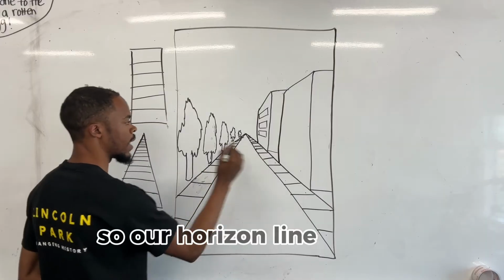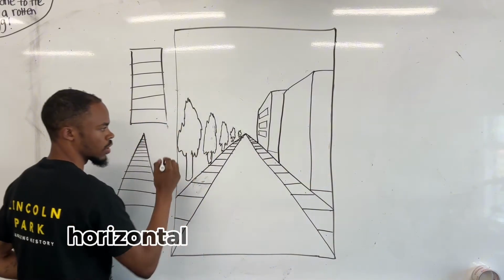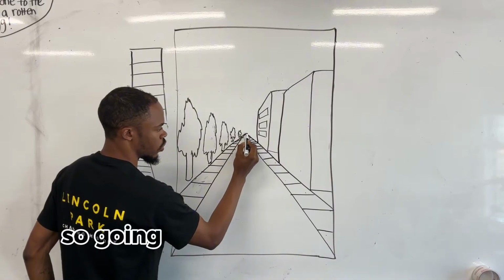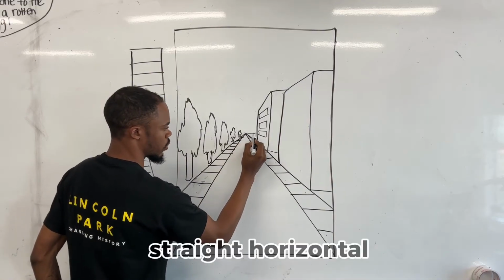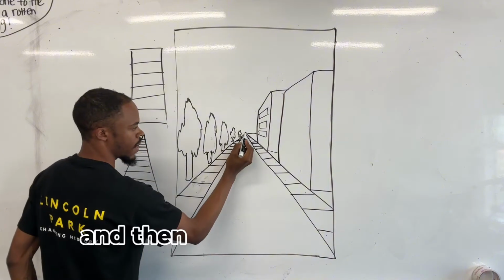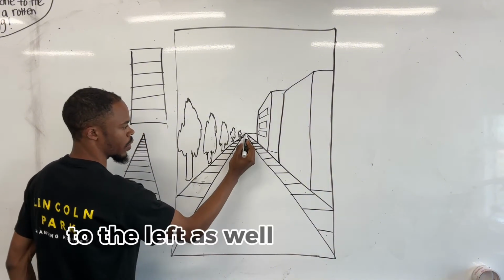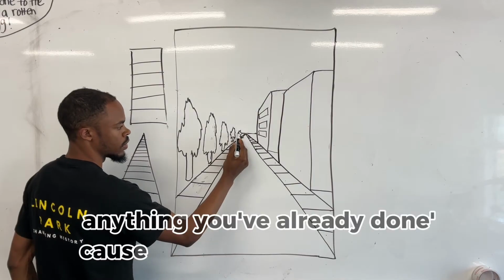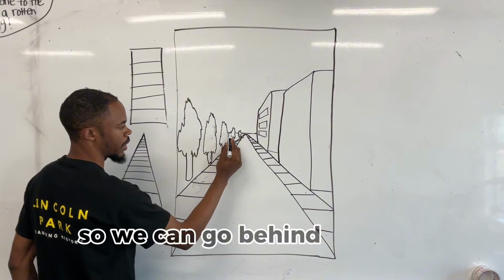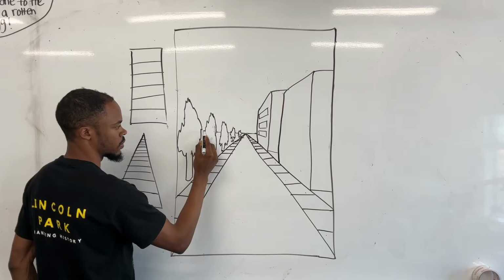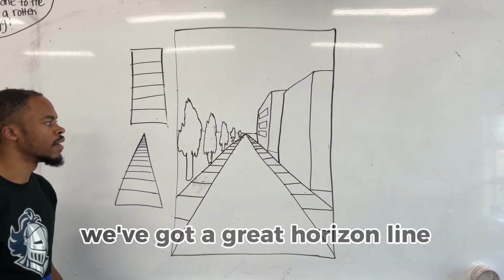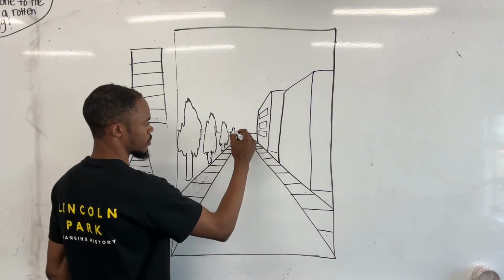So a horizon line is just a straight horizontal line that starts at our vanishing point. So going over from our vanishing point, straight horizontal, and then it's going to come this way too, to the left as well. And just don't go overlapping anything you've already done, because the horizon is behind all that. So we can go behind all of our trees, just like that. Great, we've got a great horizon line. Now let's add a sunset.